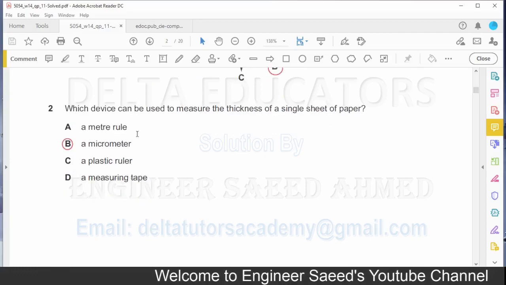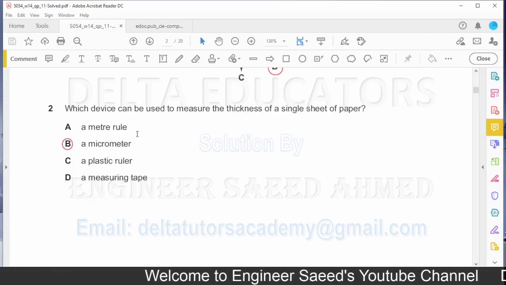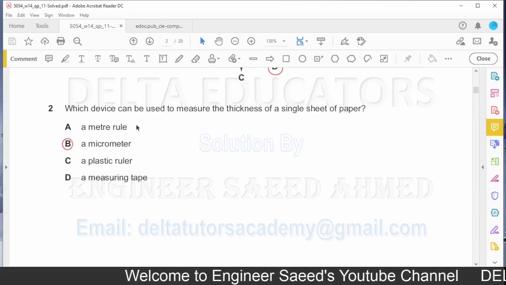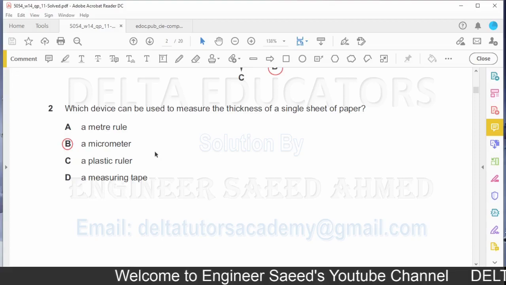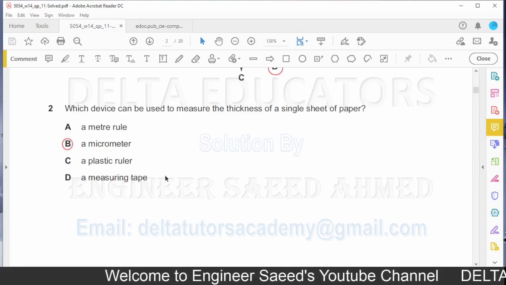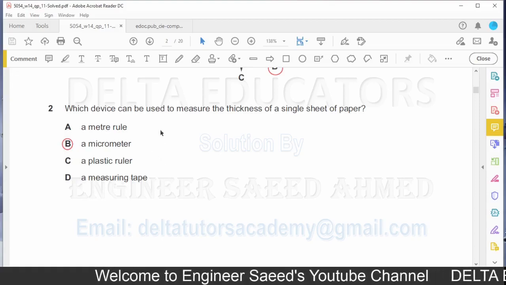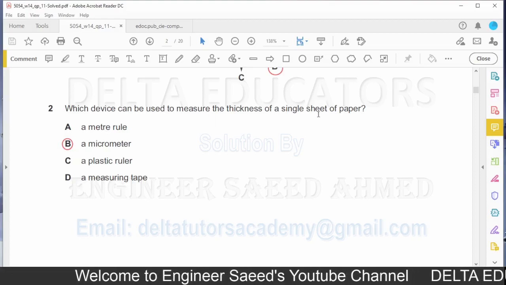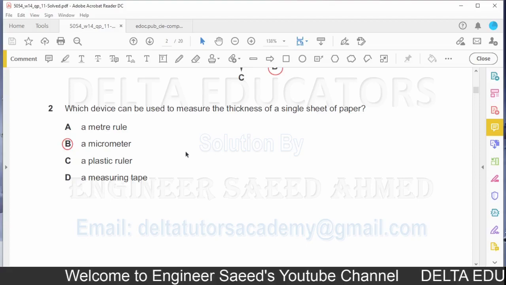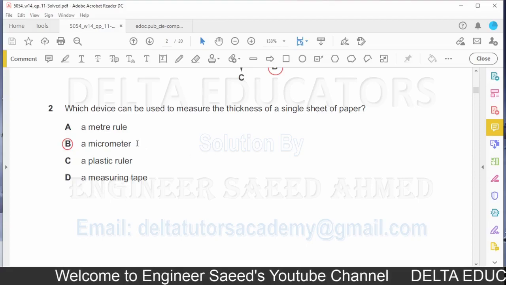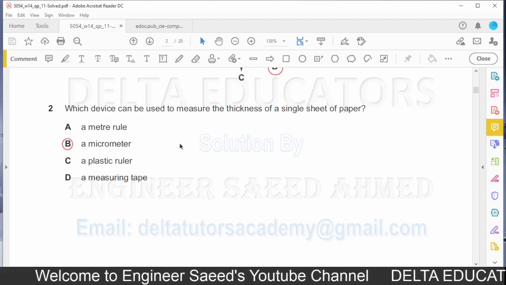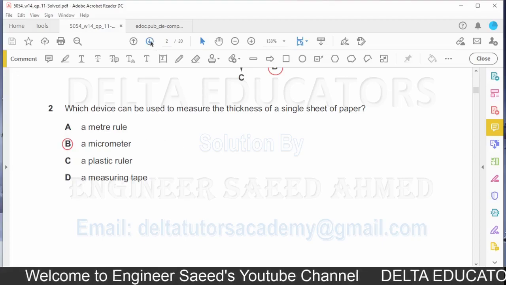Question number 2. Which device can be used to measure the thickness of a single sheet of paper? Option A, meter rule. Option B, a micrometer. Option C, a plastic ruler. Option D, a measuring tape. Okay, here the best option is micrometer because the thickness of a single sheet of paper is in millimeter. So the best instrument that we have to use to measure the thickness will be a micrometer. So the correct option is option B, micrometer.